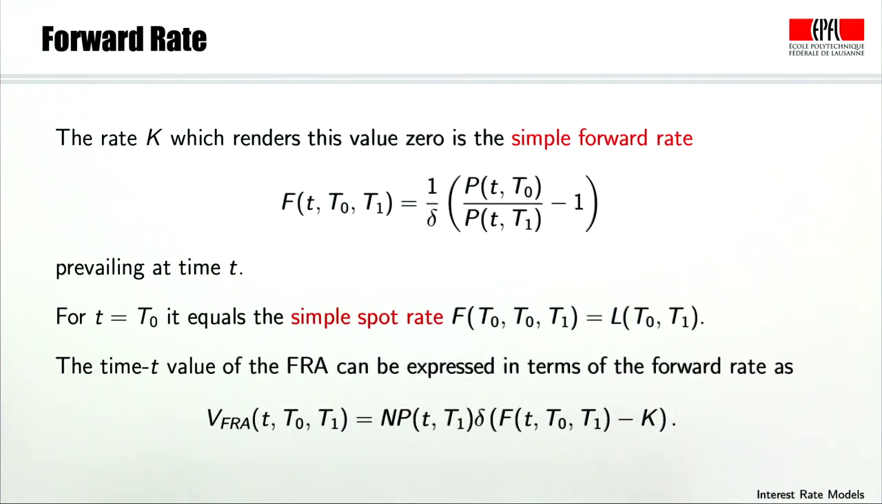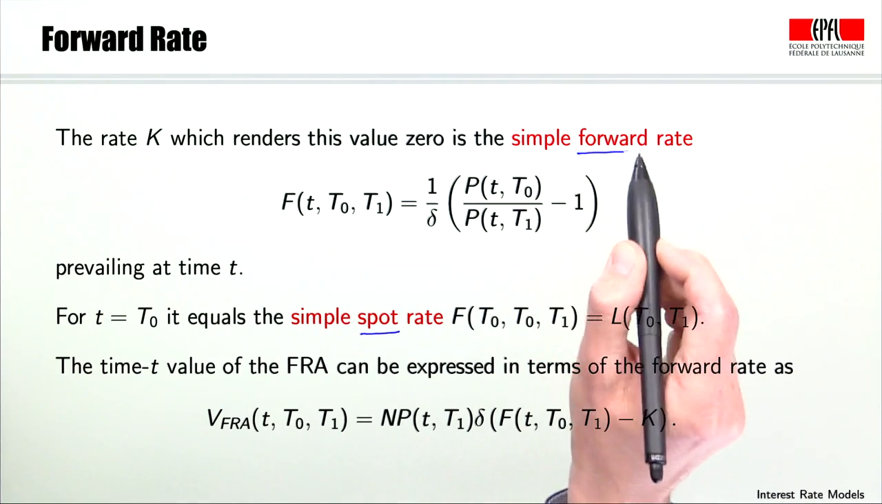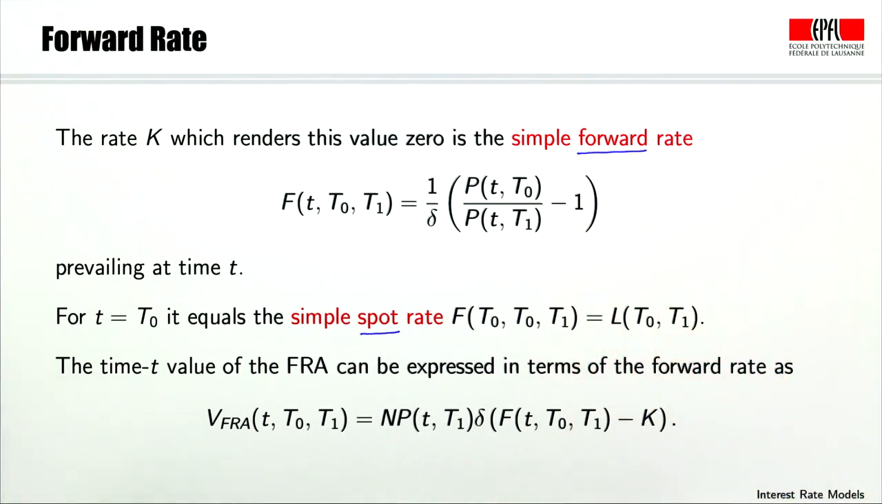Simple algebra shows that the rate K, which renders this value equal to 0, is given by this expression here. We call it the simple forward rate prevailing at time small t. When the time small t coincides with the initial date T0 of the loan period, we get back the simple rate L, which we now sometimes also call simple spot rate, just to highlight the difference to the forward rate.